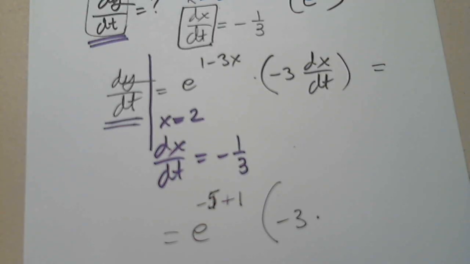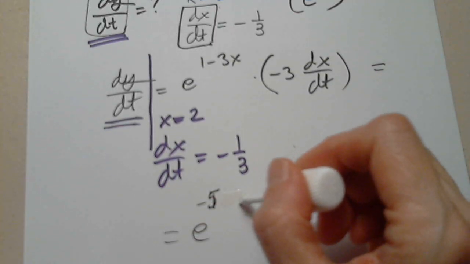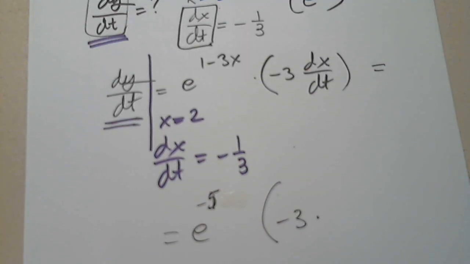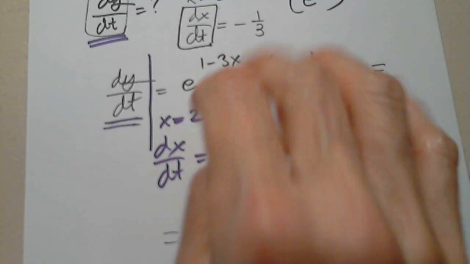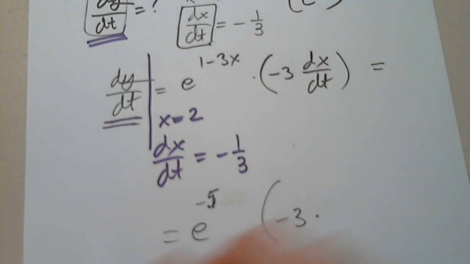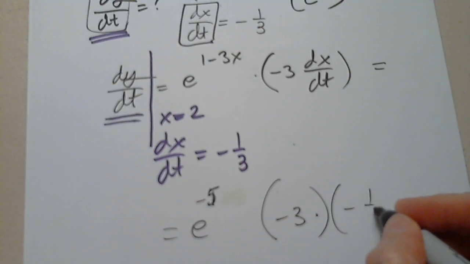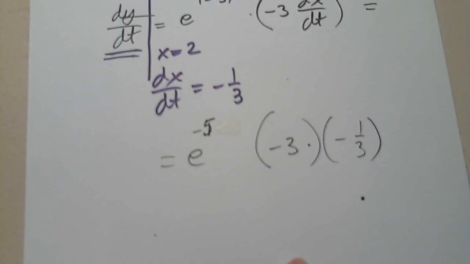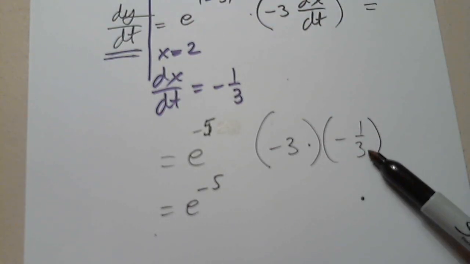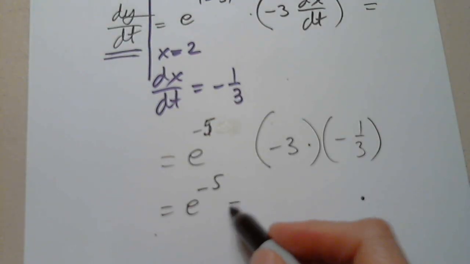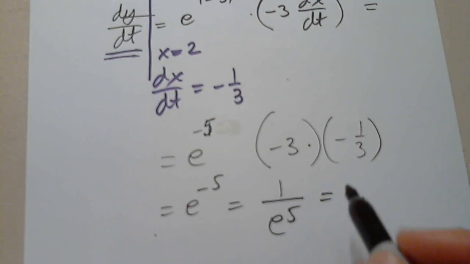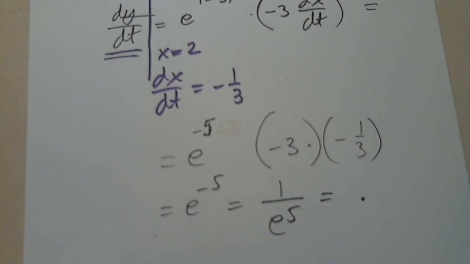So now, because x is 2, negative 6. 1 minus 6 is negative 5. Now, I'm here. Negative 3, that's correct. But dx over dt is negative 1/3. So this is still e to negative 5. And negative 3 times negative 1/3 is 1. So you can write the answer as 1 over e to the 5th power, because we know the exponential rule. E, or any number raised to a negative exponent, is 1 over.